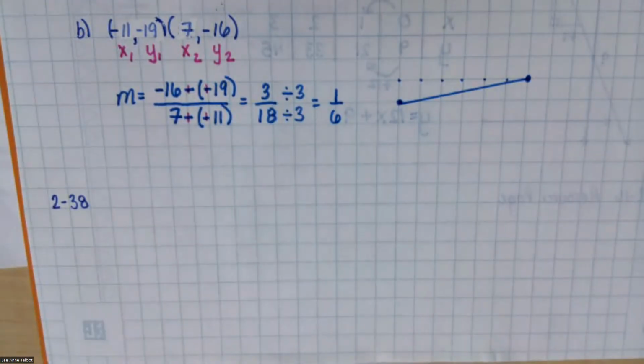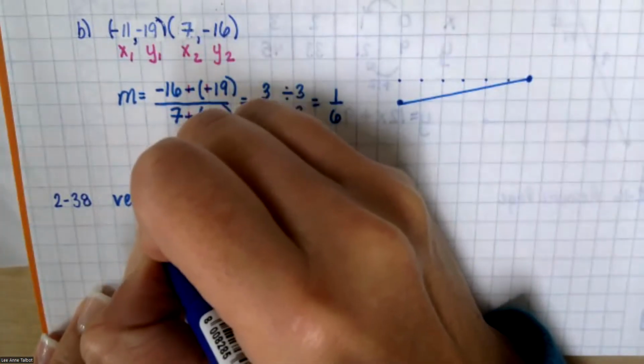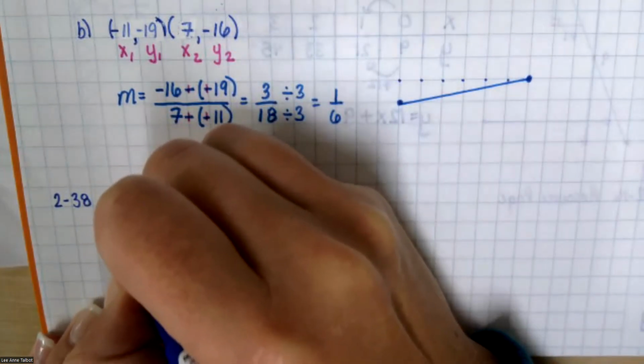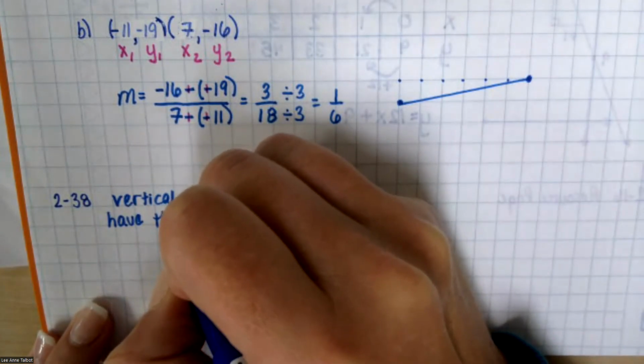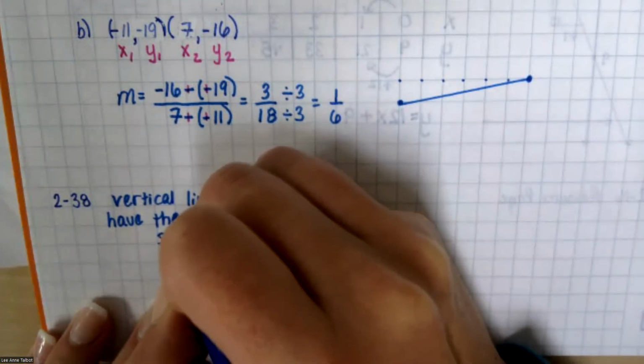Okay. Last question, number 38. It's a very quick question. Show me with your arm the steepest possible slope. This. Okay, what kind of a line is that? What is it called? Vertical. Okay, vertical lines have the steepest slope.